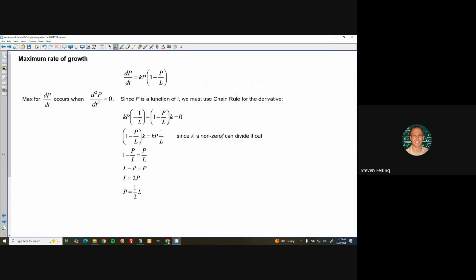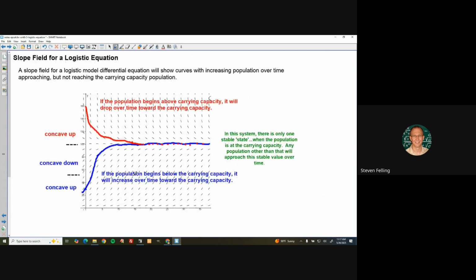So we can figure out where that occurs. The max rate of change occurs wherever the second derivative is zero. This is a proof that that's true. I think this video is pretty long already, so I'm just going to pause. You can pause the video if you'd like to read this. This is the proof that shows that the max rate of change occurs when the population is at half the carrying capacity. But we're going to keep talking about more facts about this.